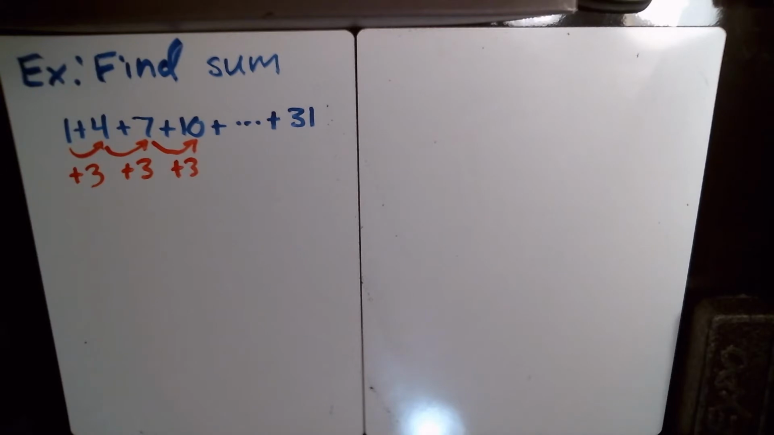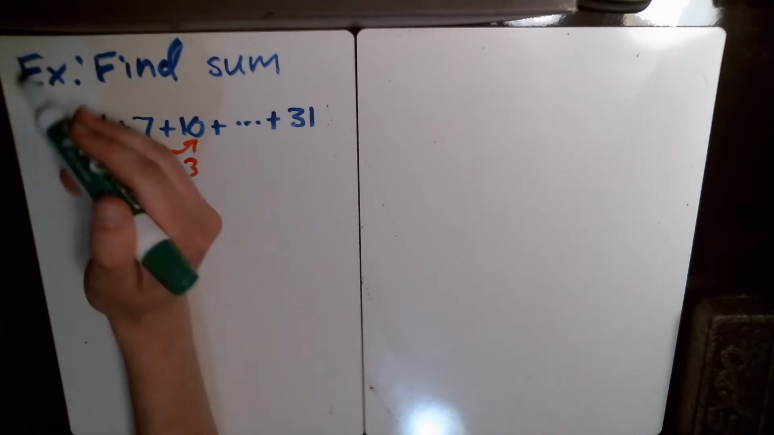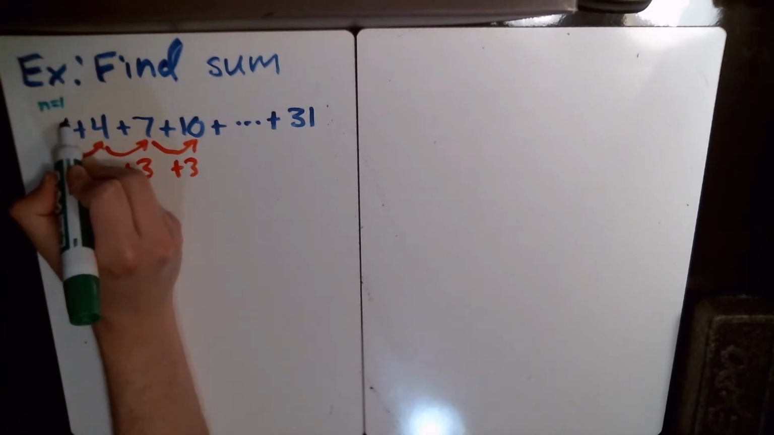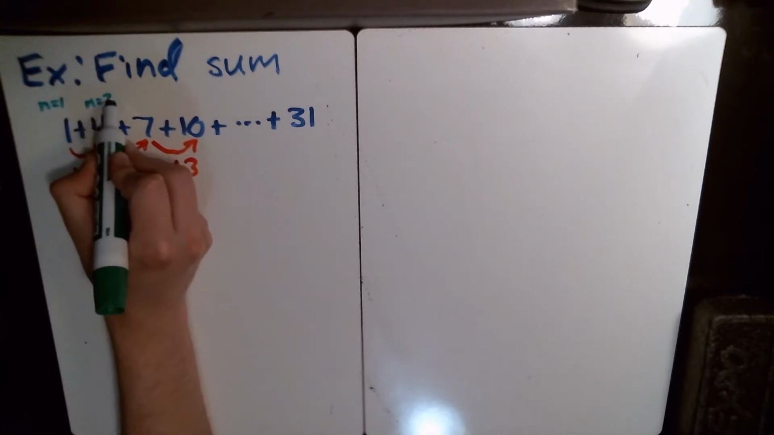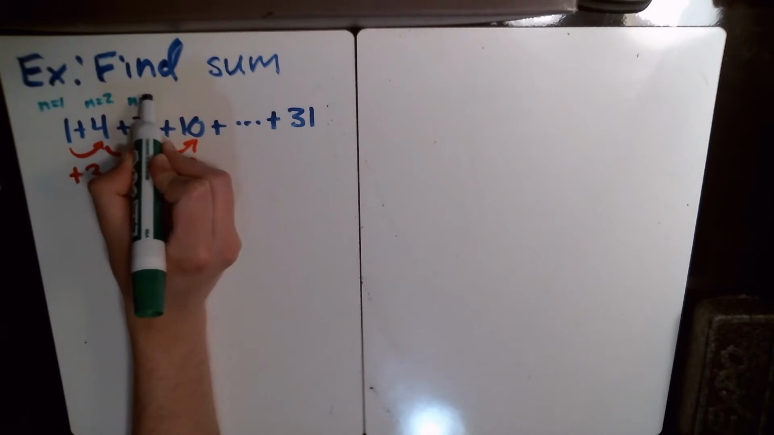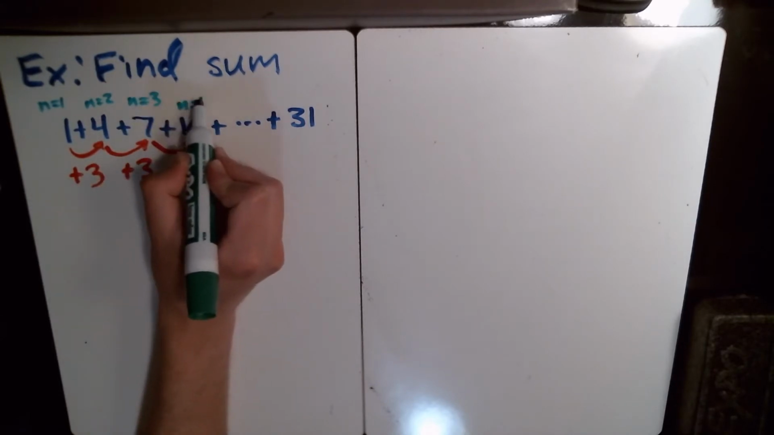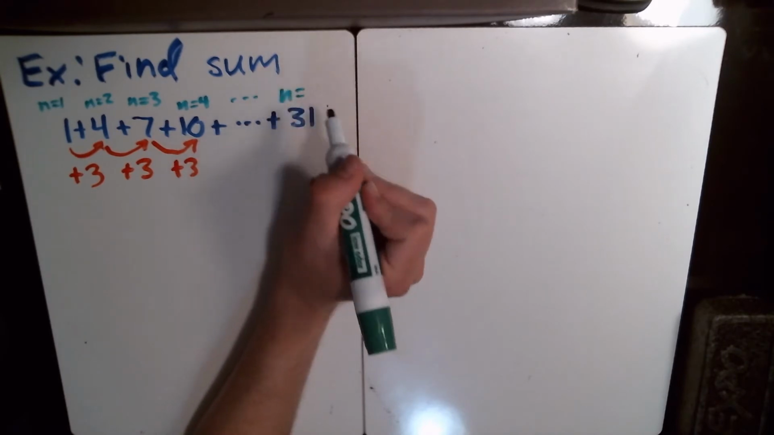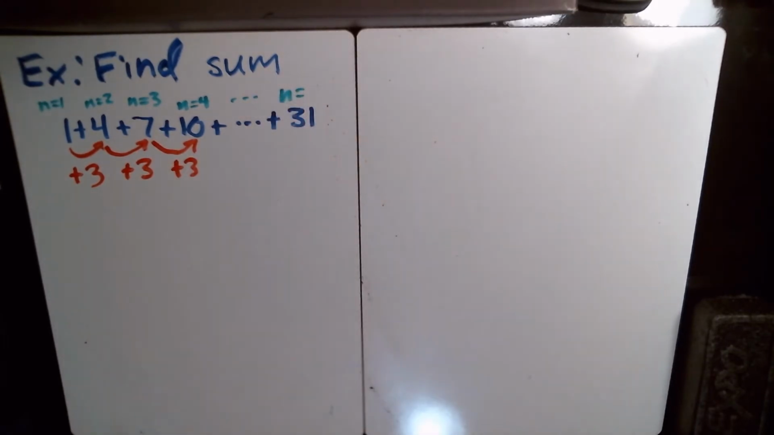Okay, so now what we want to do is write a formula for this sequence. I know this is my n equals 1 term, this is my n equals 2 term, this is n equals 3, n equals 4, and so on. I need to figure out what n is here, because I'm going to need to use n in the formula that I have for the partial sum.